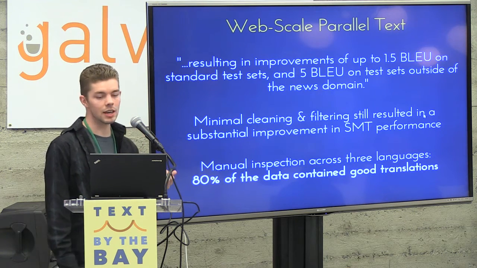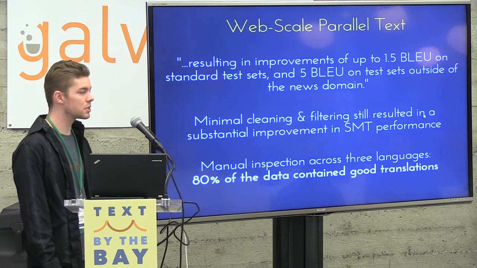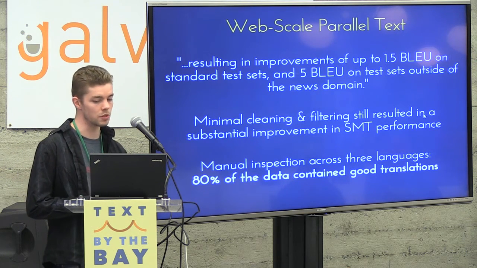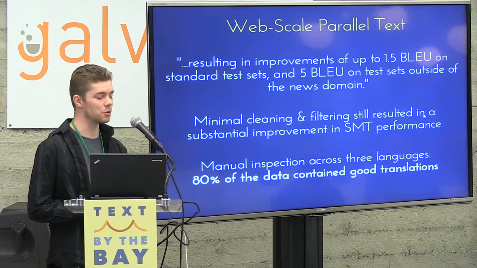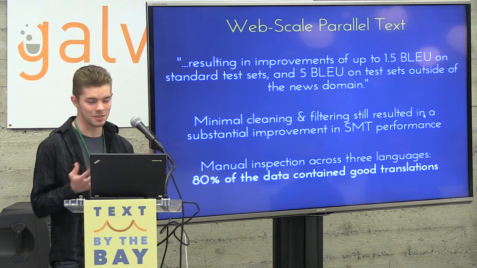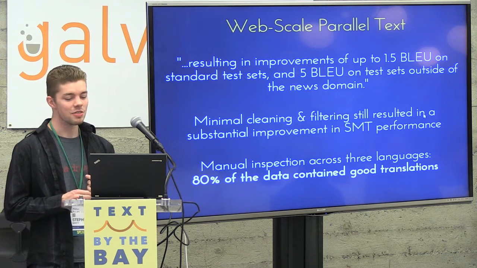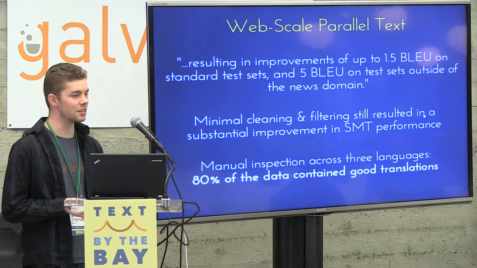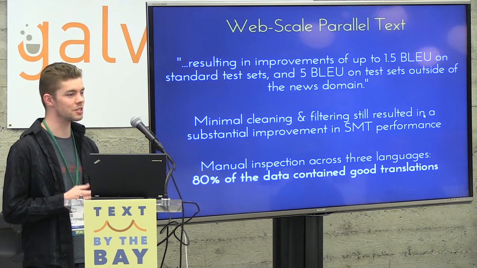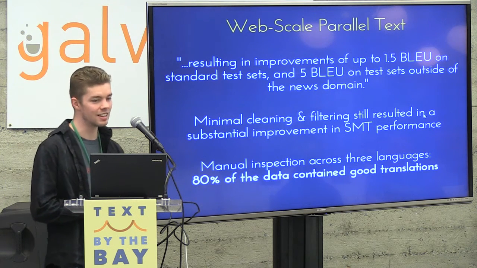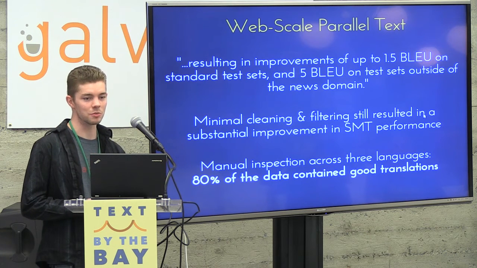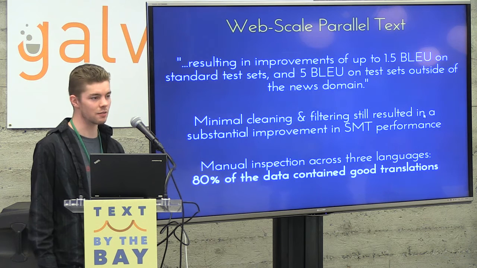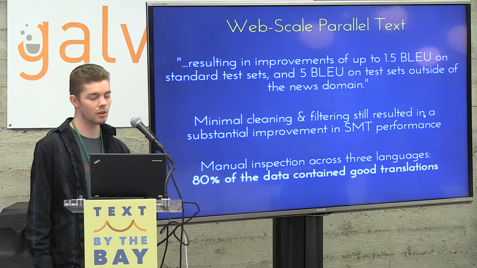And all of this was, again, with minimal cleaning and filtering, which still resulted in substantial improvements to the statistical machine translation performance. And in the end, I'm sure you're wondering what the quality of the data was. They did manual inspection across 3 different languages and found about 80% of the data contained good translations that they would be happy to feed to the machine learning algorithm at hand. And that is really quite a high level if you consider the fact that we're pulling out of the web at large.